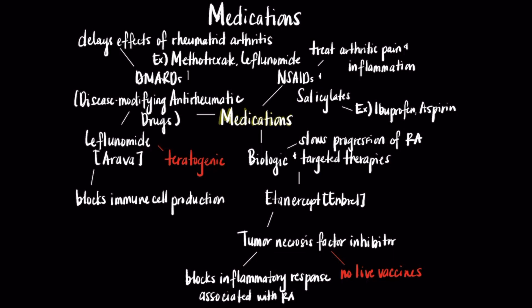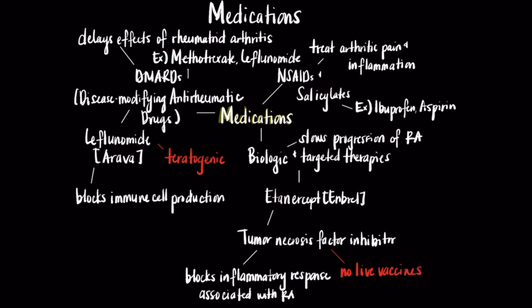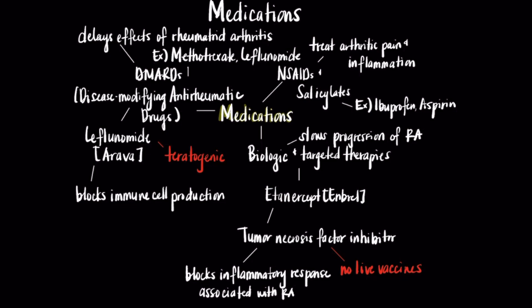DMARDs, or disease-modifying anti-rheumatic drugs, are also used to delay the effects of rheumatoid arthritis. Examples of DMARDs are methotrexate and leflunomide, but it's important to remember that leflunomide blocks immune cell production, thus preventing inflammation in RA, but is considered teratogenic, so make sure to assess patients and ask if they have any plans to have children. Biologic therapies include tumor necrosis factor inhibitors like etanercept or Enbrel, which blocks the inflammatory response associated with RA. However, it's important to note to avoid giving live vaccines to patients with this medication, as these patients will have a suppressed immune system.